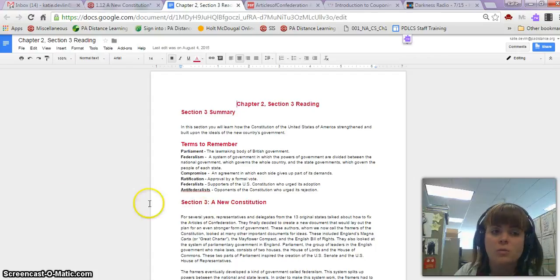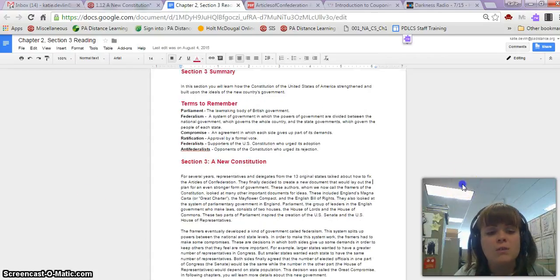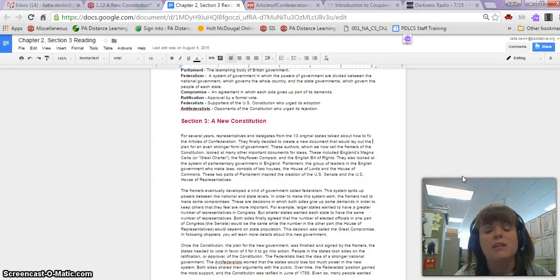Section 3. A new Constitution. For several years, representatives and delegates from the 13 original states talked about how to fix the Articles of Confederation. They finally decided to create a new document that would lay out the plan for an even stronger form of government. These authors, whom we now call the framers of the Constitution, looked at many other important documents for ideas. These included England's Magna Carta, or Great Charter, the Mayflower Compact, and even the English Bill of Rights.